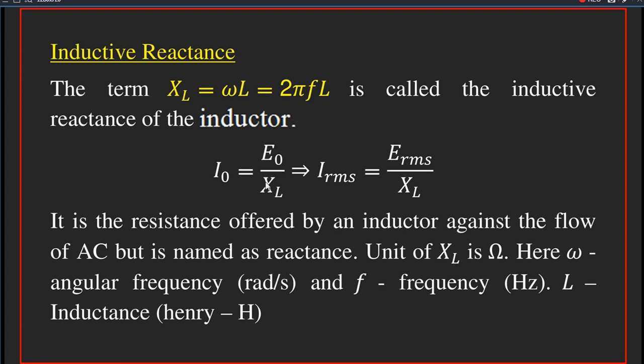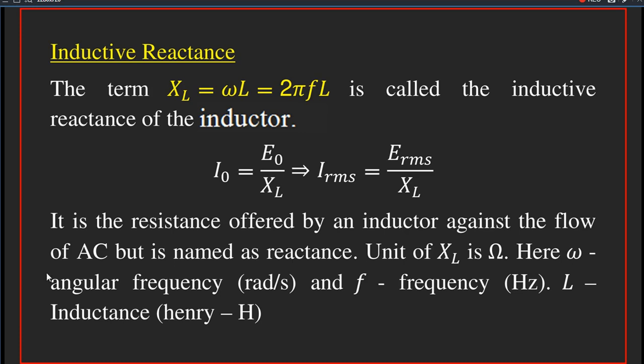And converting from peak to RMS value, if the peak value is divided by root 2, we get the RMS value. So I0 by root 2 is equal to E0 by root 2 by XL. Or we can say that the RMS value of current, IRMS, is equal to the RMS value of applied EMF, ERMS, divided by XL. So these formulae are similar to Ohm's law, I is equal to V by R, and in the place of R the quantity XL comes. So it is the resistance offered by an inductor against the flow of AC.